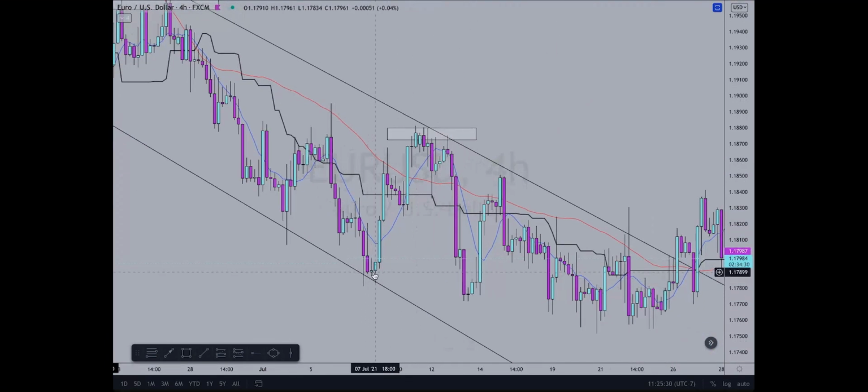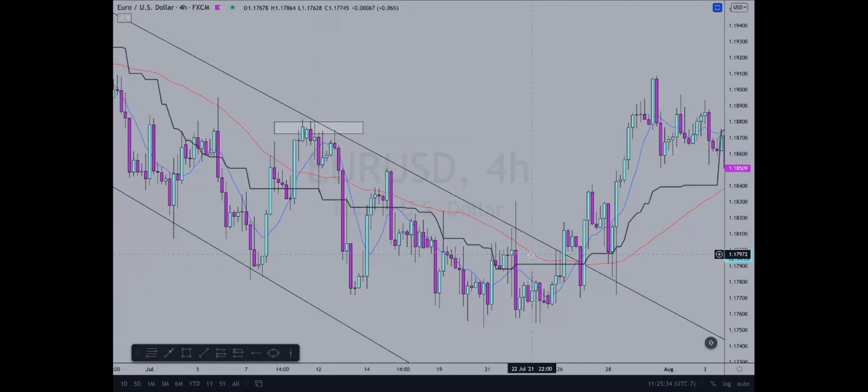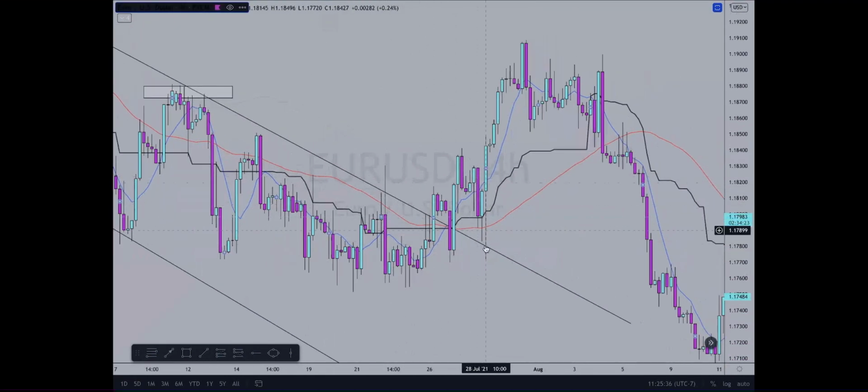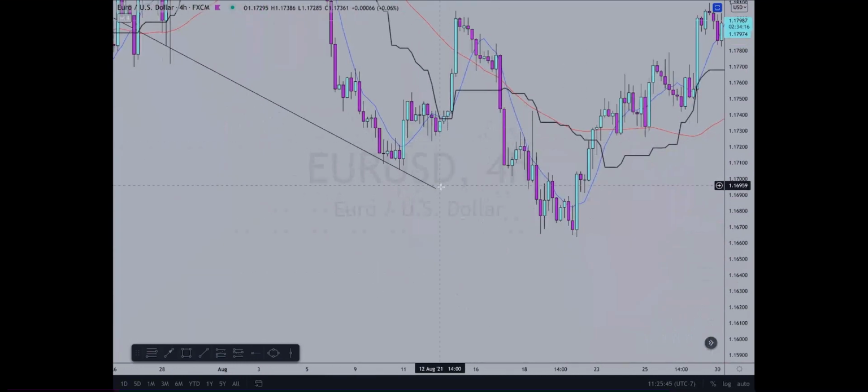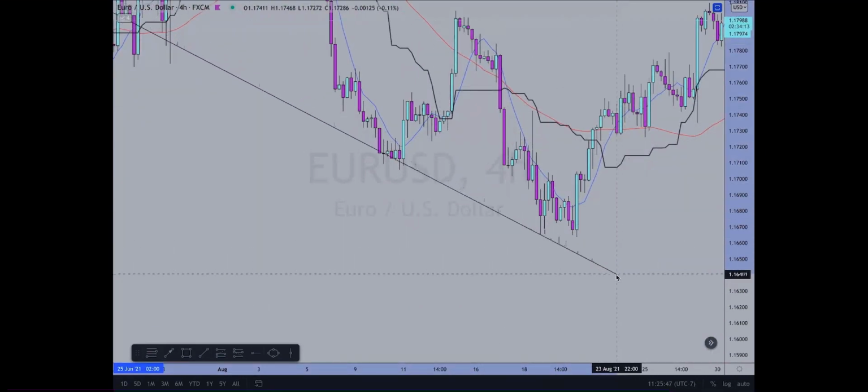Right here, channel touch, okay? Channel touch, and then eventually we broke out of the channel, retested the channel like we do with support and resistance, and went to the upside, okay? And if you actually pull this through, we retested it again and went up again. Retested it again and went up again.